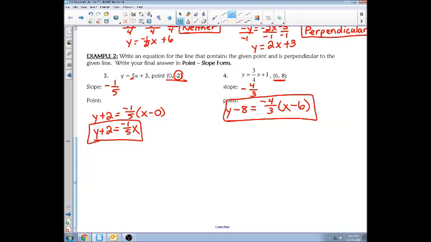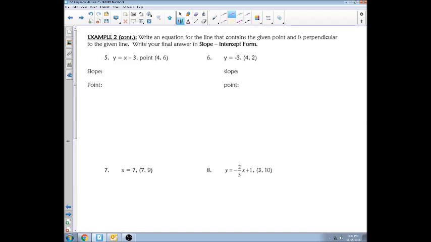All right. Let's go ahead and move on to the back. Example 2 continued. Write an equation for the line that contains the given point and is perpendicular to the given line. So it's the same idea to start with. Write your final answer in slope-intercept form. So now we're writing it in y equals mx plus b form.